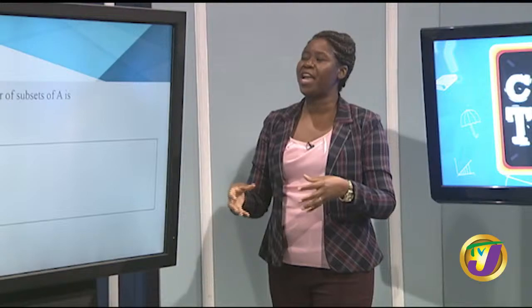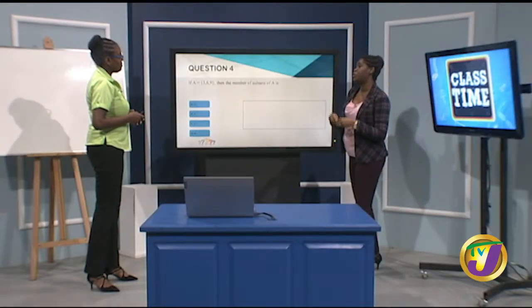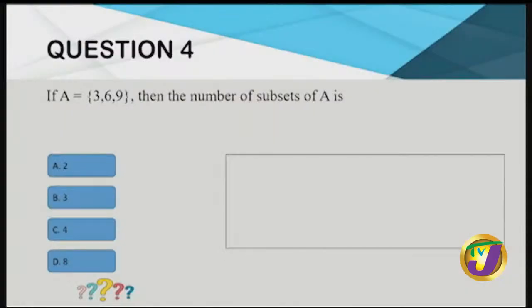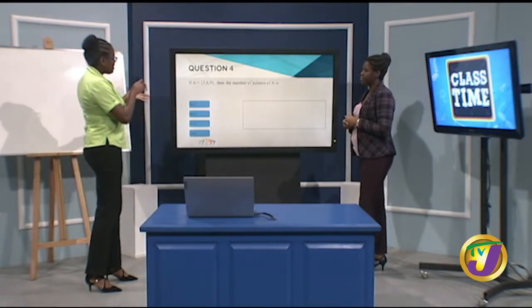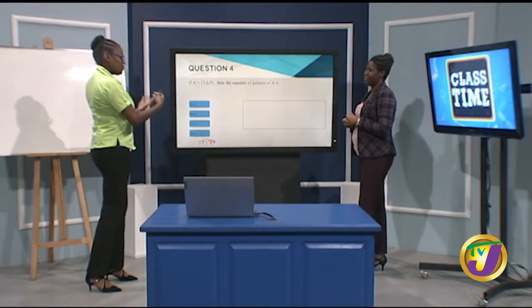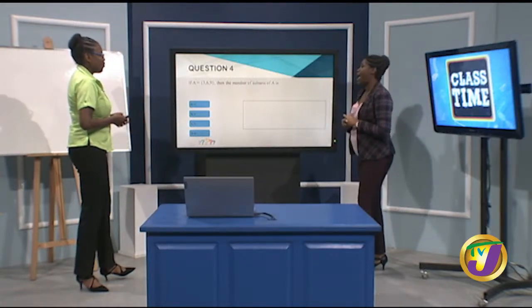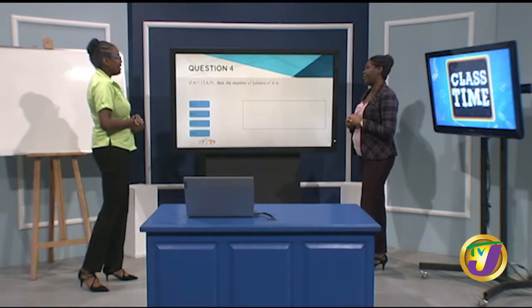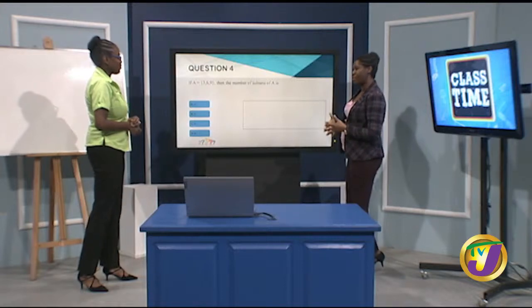So I could join 3 and 6 together to make a set. I could also do 6 and 9 to make a set, and 3 and 9. So far we have how many? 6. Yes. But what if I wanted a set containing 3, 6 and 9? Can the set be its own subset? Yes, it can be. And what if the set doesn't contain any elements? Can that be a subset? That can also be a subset, which would be an empty set.